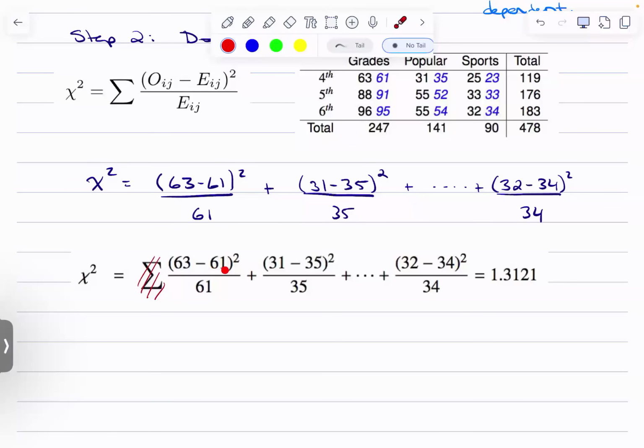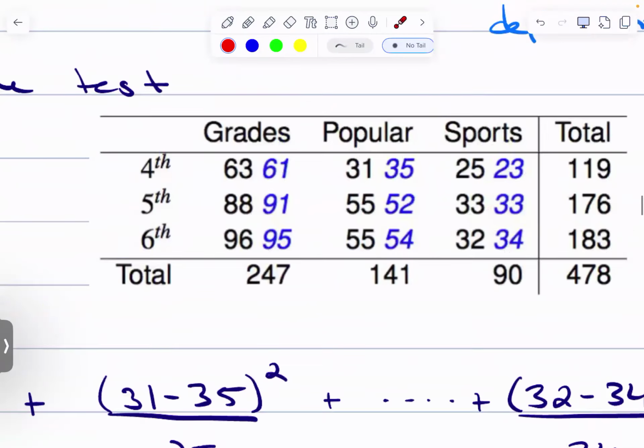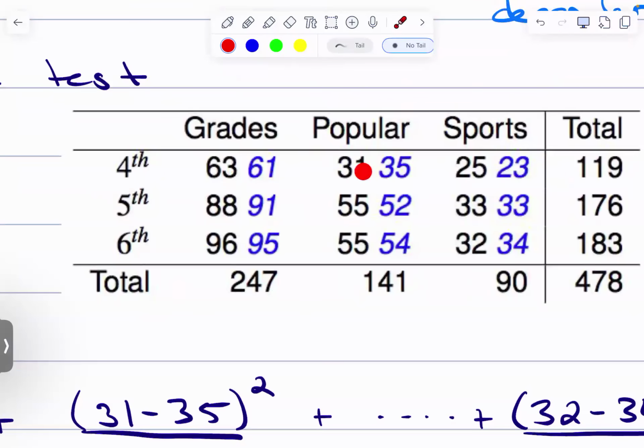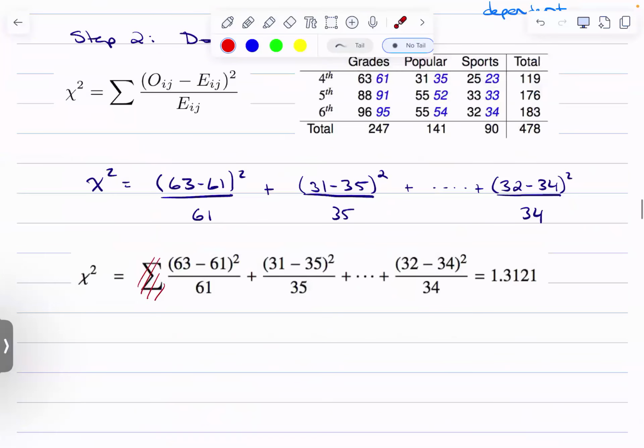63 minus 61, if you just kind of breeze through these and just kind of gut check these numbers, none of these are standing out to me as, oh, that's weird. That's not what I was expecting, right? They're all very, very similar. Okay? And so what that tells me is I wouldn't be surprised if I get quite a small chi-squared test statistic here, right? Because things are kind of behaving how we expect them to. Okay? And that's what we find.